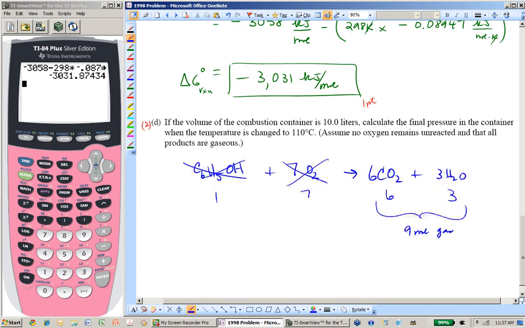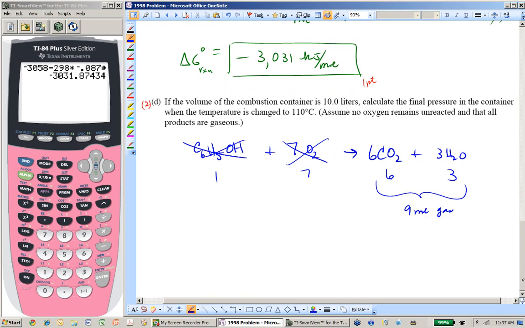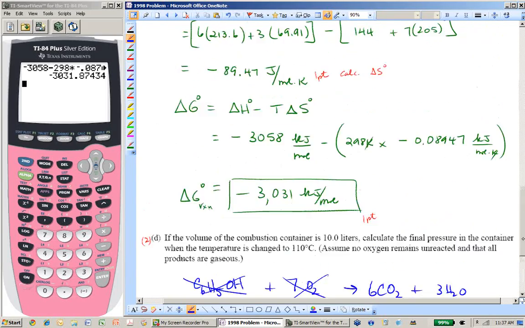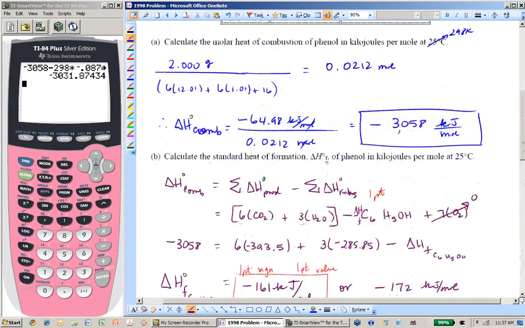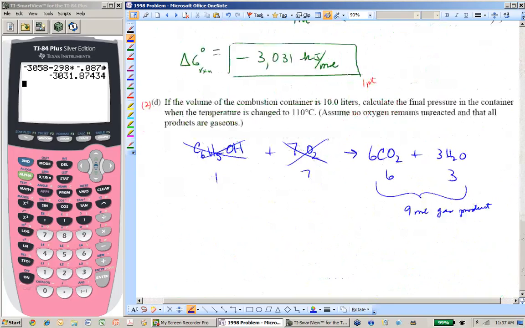Now, if I go back to the fact that I had a 1 to 7 to 6 to 3 mole to mole ratio, and I'm just combining this into total moles of product, instead of worrying about the fact that 6 of them were carbon dioxide and 3 of them were water, I need to go way back up and find that number of moles that I started with. The 2 grams divided by the molar mass was 0.0212 moles. Therefore, the total moles of gas is equal to 9 times that value.